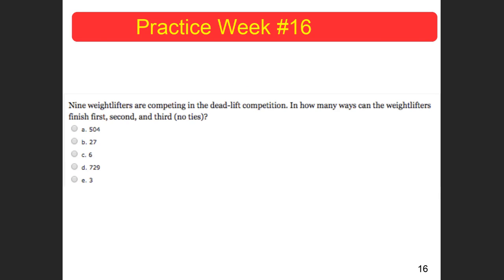In this problem, it says 9 weightlifters are competing in a deadlift competition. In how many ways can the weightlifters finish first, second, and third? No ties. All right. First thing we have to do is decide, is this a permutation or is this a combination? Does order matter in this problem? First question you should ask yourself. Yes. So if order matters, we're dealing with permutation. Here I have 9 weightlifters. That's my n value. And I have 3 different ways that they can finish, first, second, and third. So there's my problem.